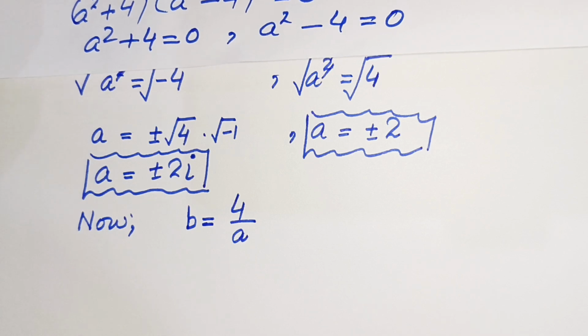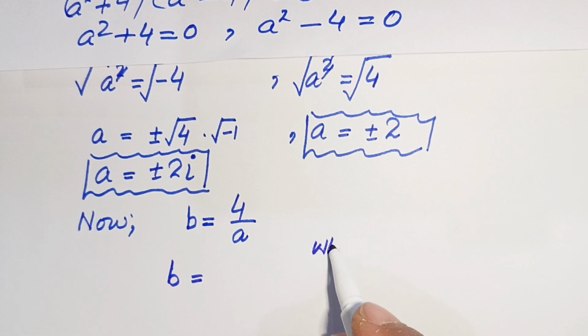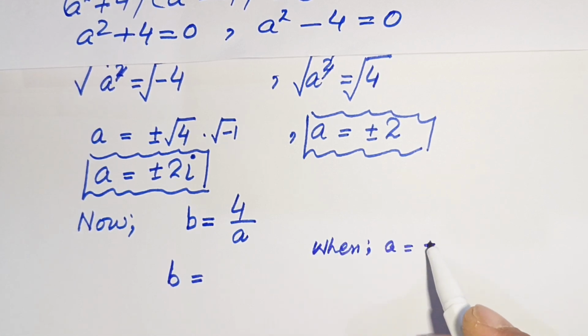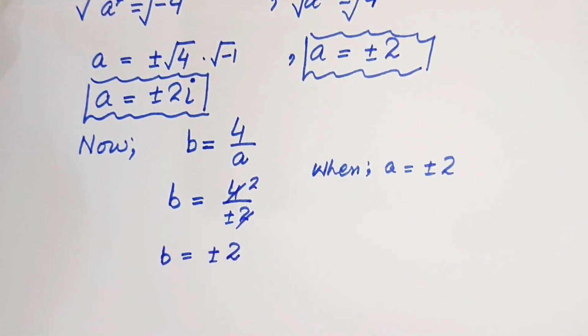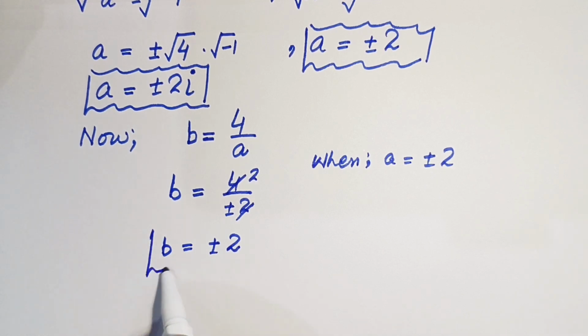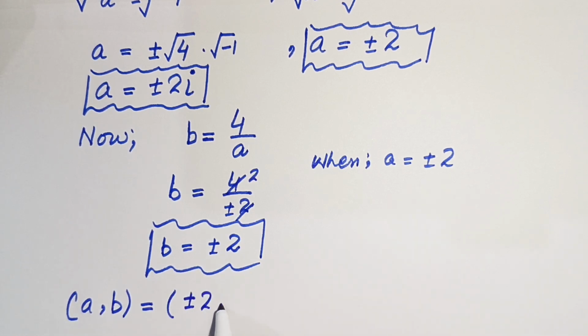So here b is equal to, when a is equal to plus minus 2, 4 over plus minus 2, and cancelling 2's, 4 divided by 2, so we have b is equal to plus minus 2. Now it is our value of b, so in this case when a is equal to plus minus 2, then b will also equal plus minus 2.